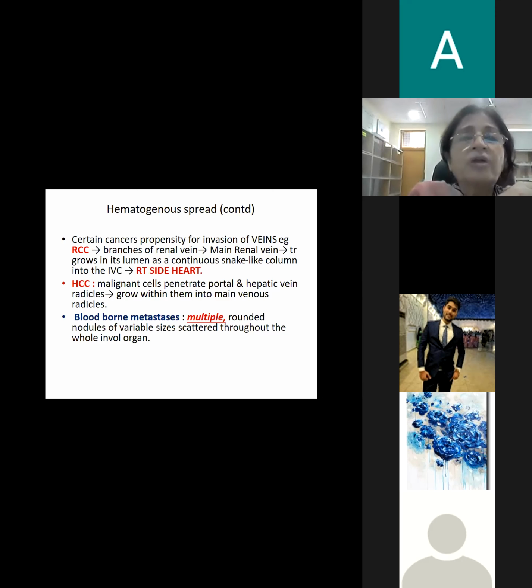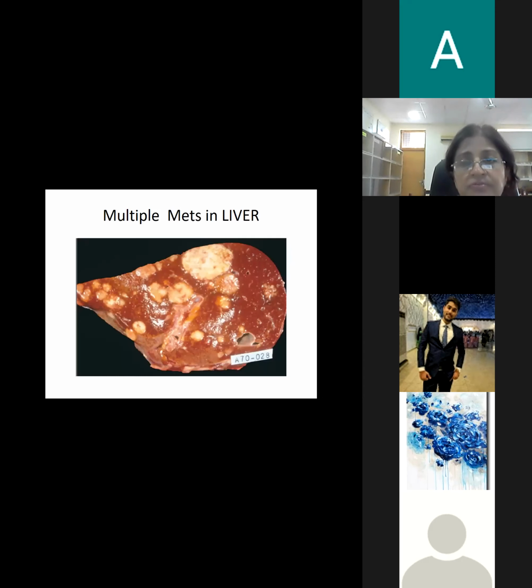जितने भी blood borne metastases होते हैं, they are usually multiple, rounded nodules of various sizes, and they are scattered throughout the whole organ. ये कल मैंने आप लोगों को yesterday एक तस्वीर दिखाई. This was the liver. This is the liver, और उसके अंदर आप देखो कितने सारे metastatic deposits हैं. Variable sizes, multiple deposits.